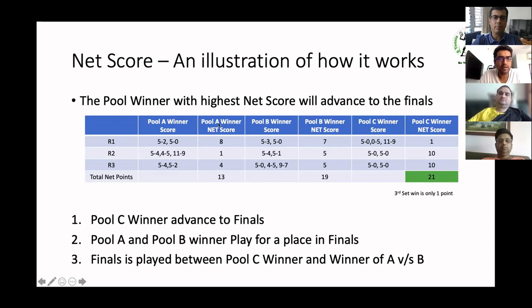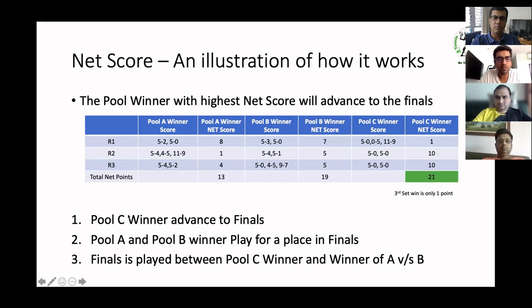So the pool A winner in round one scores 8. In round two, because it was a close match, the first two sets net off, and the third set is only 1 point, so they got only 1 point. And in round three, it is basically 4 points, right? So the total net points for the pool A winner is 13. Similarly, pool B will be 19, and for pool C, the total net points will be 21.